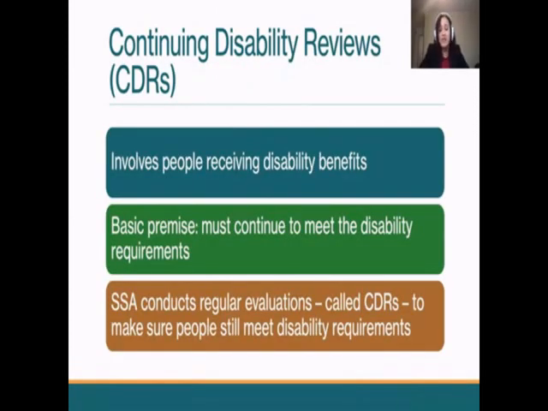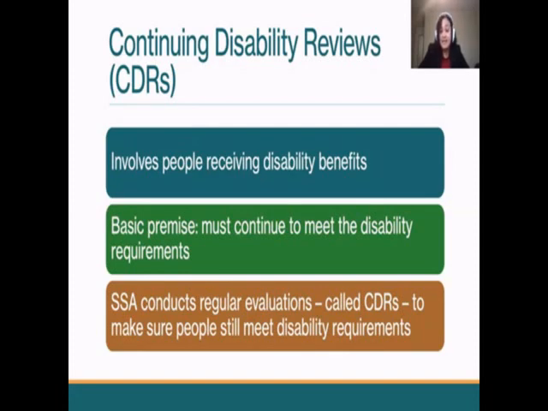So far, this training has been focused on how does someone start receiving Social Security disability benefits? How do they go about the process of proving that they meet that disability standard to start getting benefits? I want to switch gears a little bit and talk about continuing disability reviews, which is a process that only applies to people who have already been found disabled and are already receiving Social Security disability benefits.